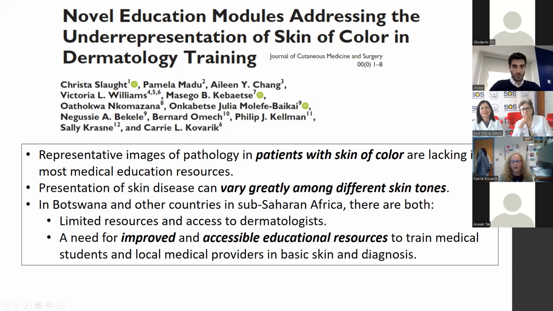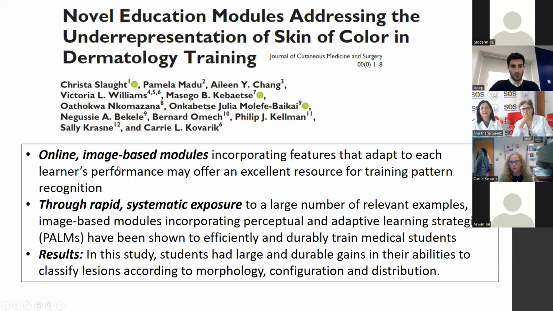What they do is they have these online image-based modules that individually help the student learn about pattern recognition. We have all of these images, and they rapidly go through them, and if they get it right, they may not see many more of that type of macular papular rash. But if they get it wrong, the algorithm will keep showing them similar examples of that type of rash until they get it right. It's been shown in some studies that that kind of continual exposure to certain photos means they'll remember these things for longer.